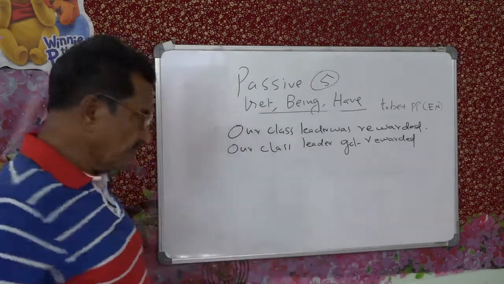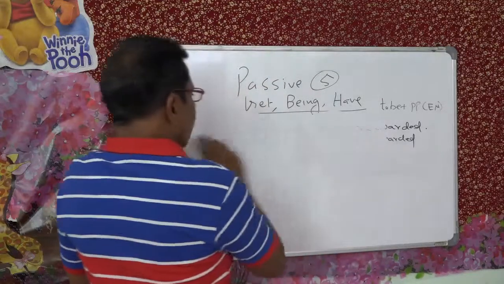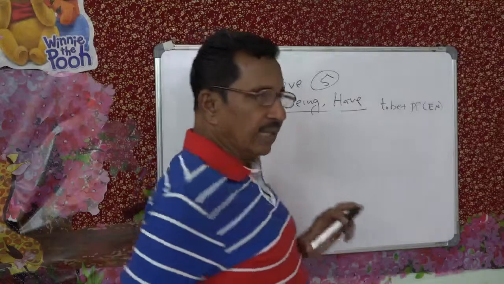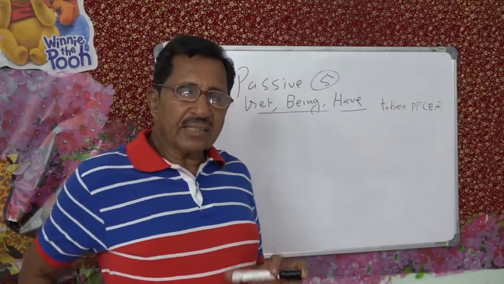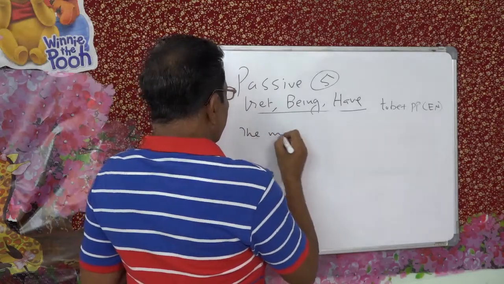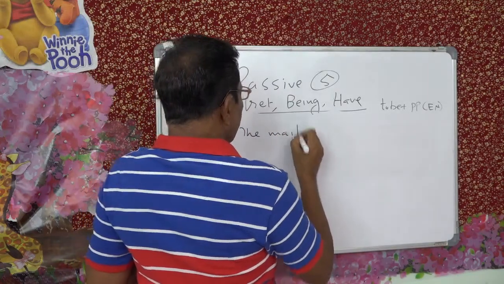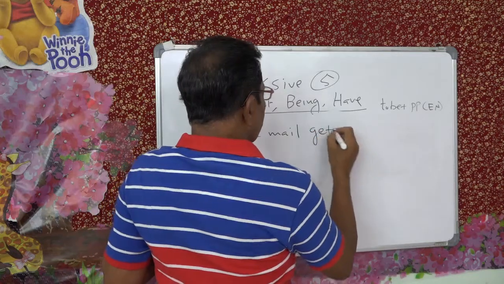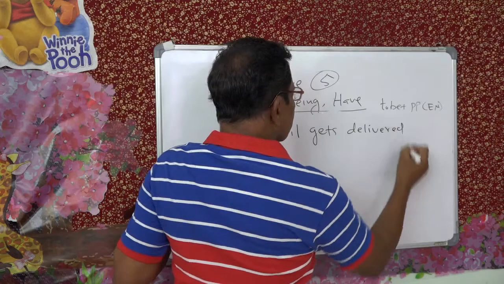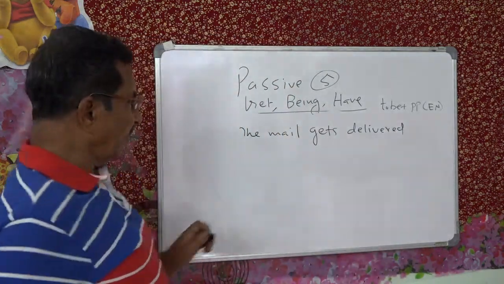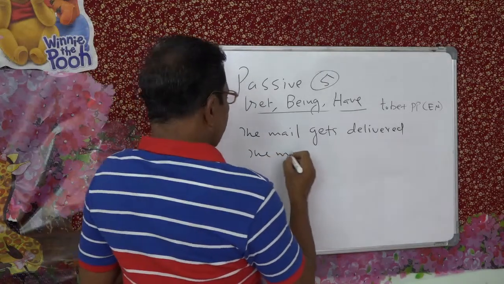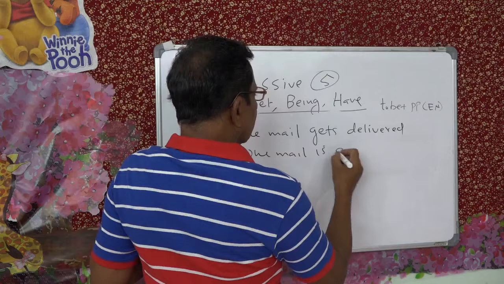You can see some more sentences with get. The mail gets delivered every day. Delivered. See that? So what will be the other form? The mail is delivered.